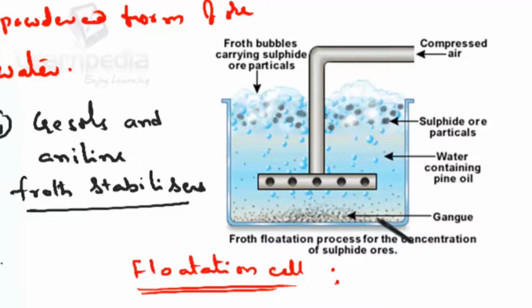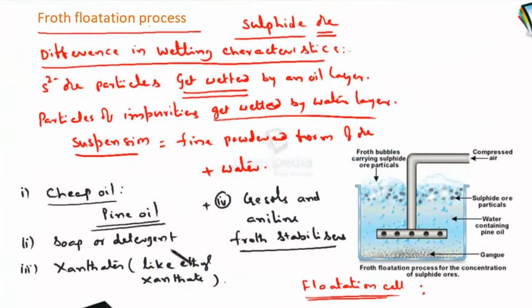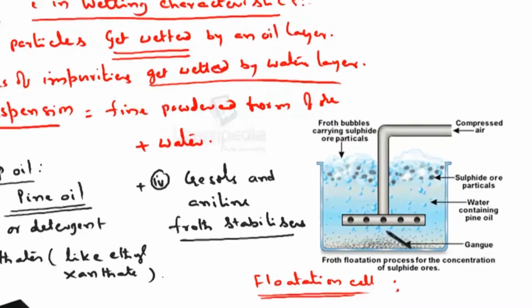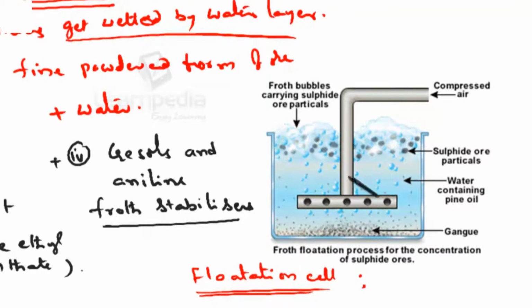In other words, the particles of impurities go into aqueous layer. And to see that the wettability of the ore particles is increased, we add xanthates and little soap or detergent is added so that a readily froth is formed, and this cresols and aniline for stabilizing the froth.